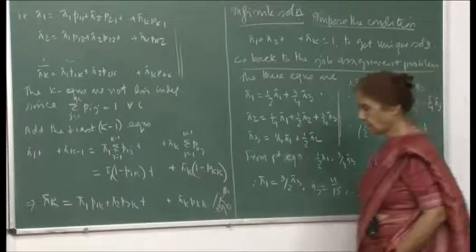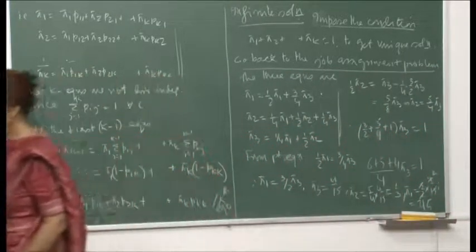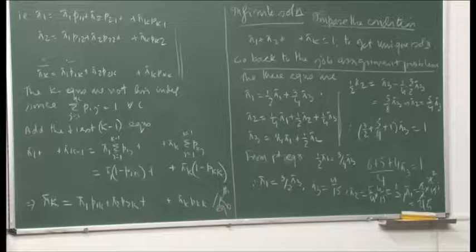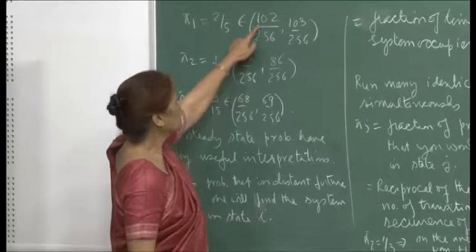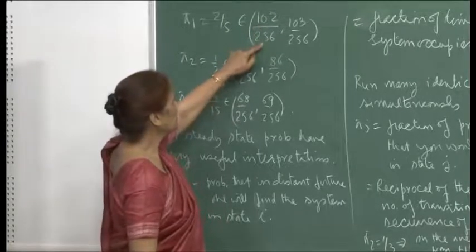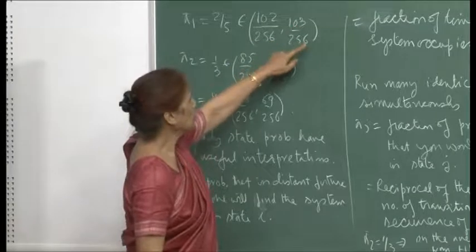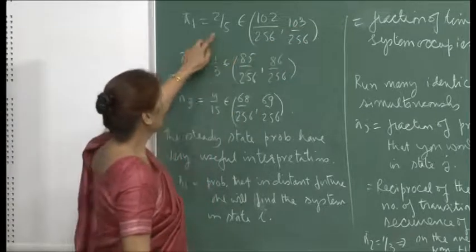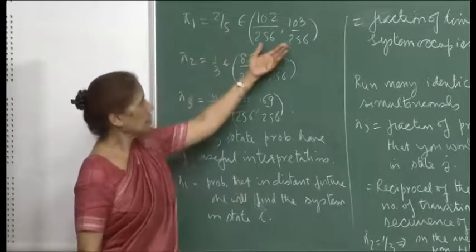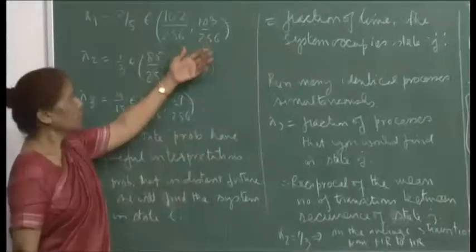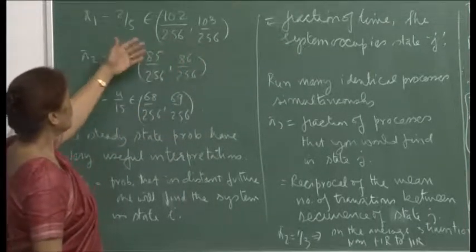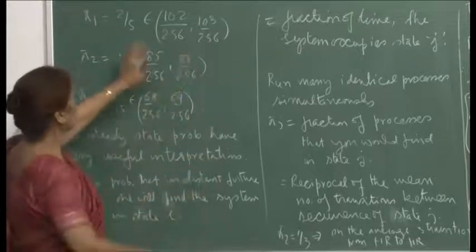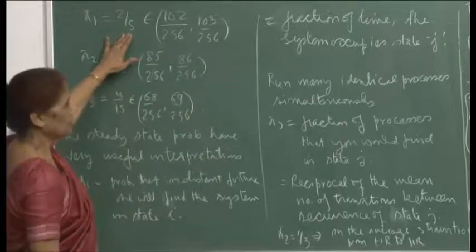And now let us compare these values with what we had obtained by taking powers of P. Our pi 1 had come out between 102 upon 256 and 103 upon 256. So you see 2 by 5 does lie between these two numbers. This was up to the fourth power, and when you take the fifth and sixth powers, you will see that the values get closer and you will actually reach 2 by 5.